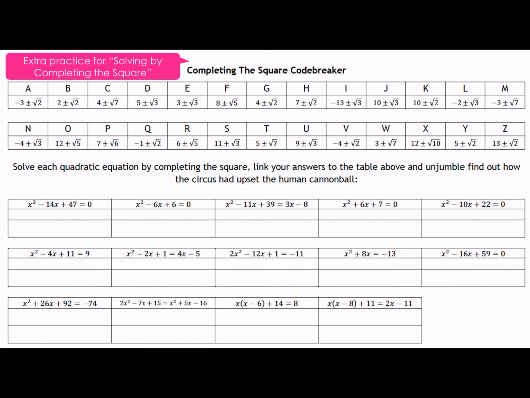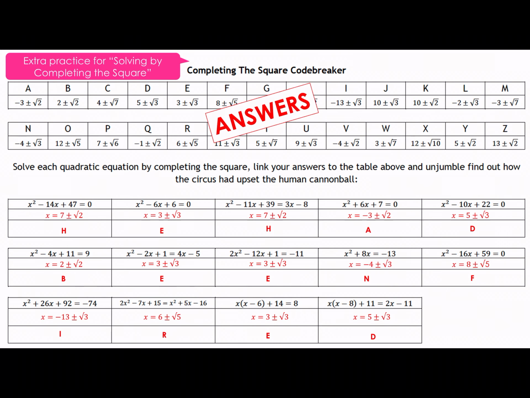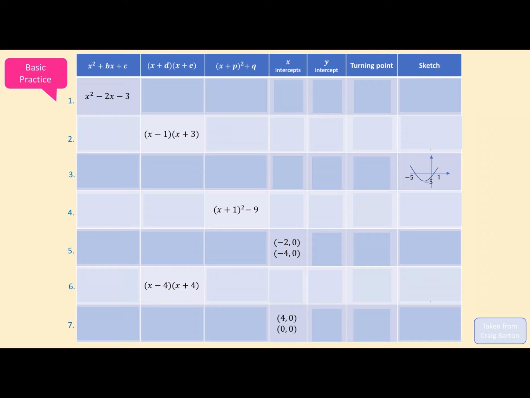Answers coming up now. All right, answers are up. Pause if you need to mark your work. The next practice exercise I've got for you is this grid taken from Craig Barton. This one is for basic practice, so if you want just all the things together but not too tricky completing the square, nice simple equations.